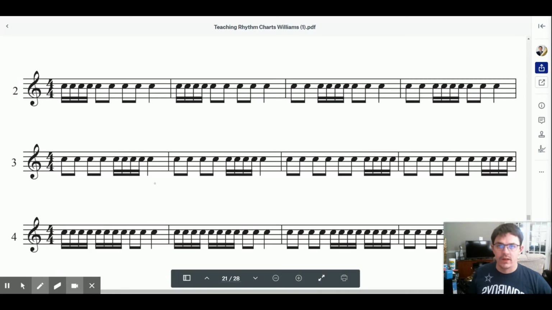And that's all of line 3. I think I jumped ahead of myself there. I think I forgot to do these 2 measures, but easy enough. So you can listen to that. You can practice that a couple times.